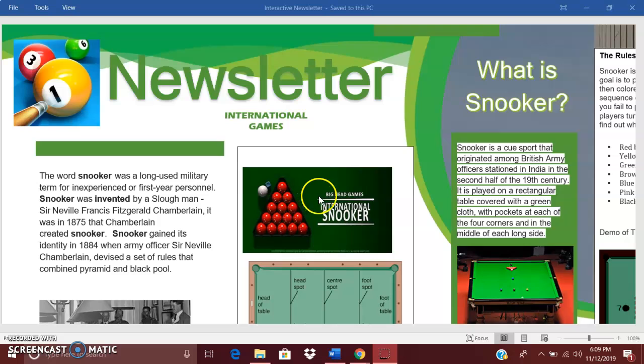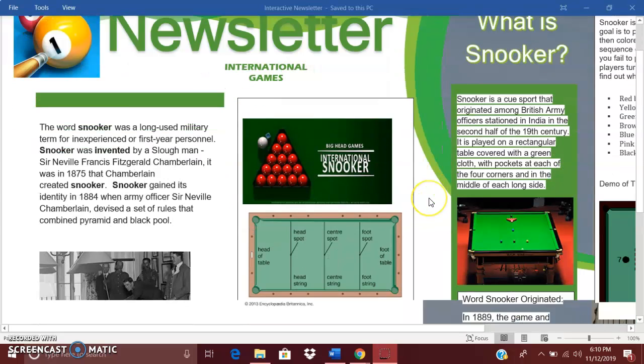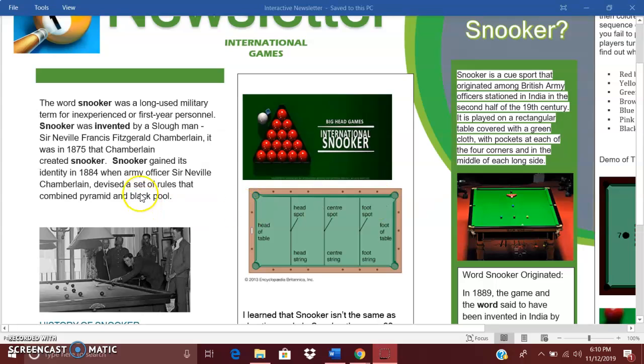The game that I chose is called Snooker. What is snooker? Snooker is a cue sport that originated among the British Army officers that were stationed in India. Snooker is somewhat similar to the game of pool, but it's quite different. The inventor of the game was Francis Fitzgerald Chamberlain in 1875.